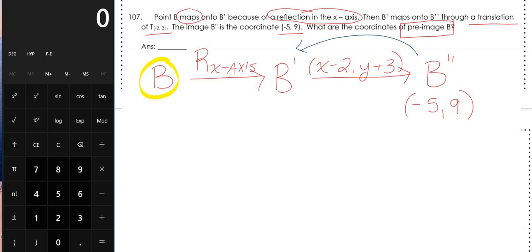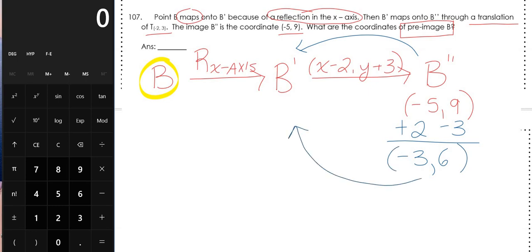To undo a translation where you subtracted 2 and you added 3, we're going to do the opposite. We're going to add the 2 back in, we're going to subtract the 3 that was added. So negative 5 plus 2 is negative 3. 9 minus 3 is 6. Okay, so that gets us back to B prime. We're now at negative 3, 6.